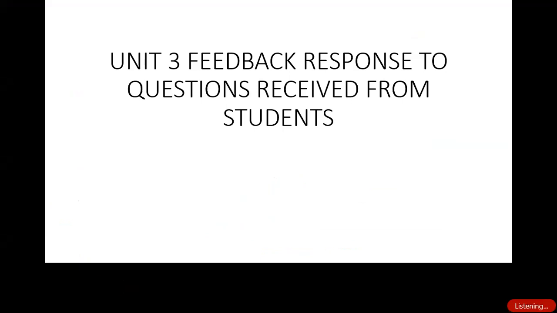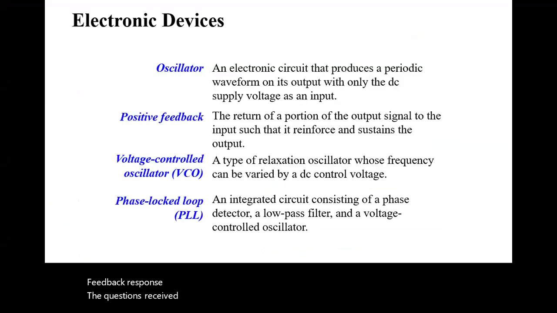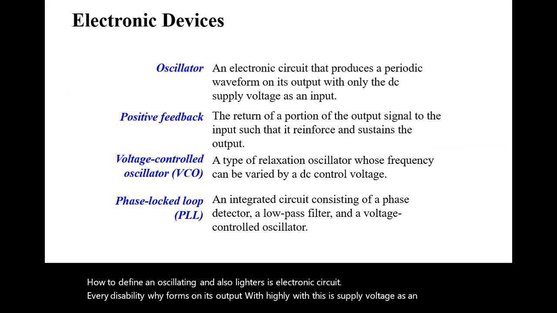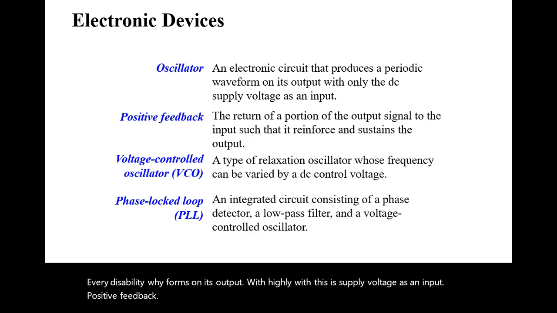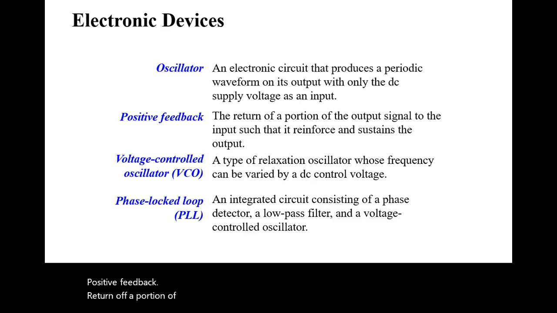Today, we're going to go to Unit 3, feedback response to questions received from students. First of all, the oscillator. How would you define an oscillator? An oscillator is an electronic circuit that produces periodic waveforms on its output with only the DC supply voltage as an input. Positive feedback: the return of a portion of the output signal to the input such that it reinforces and sustains the output.